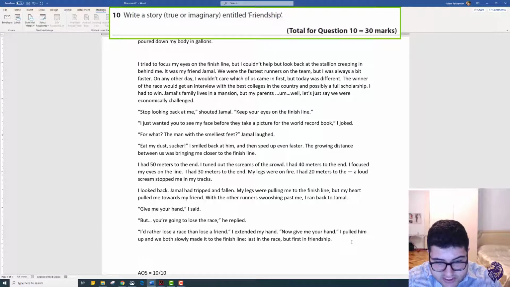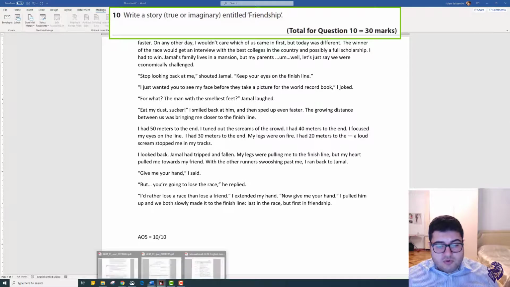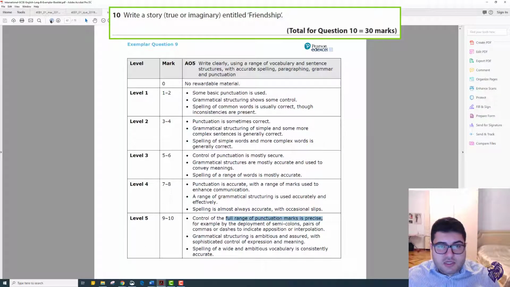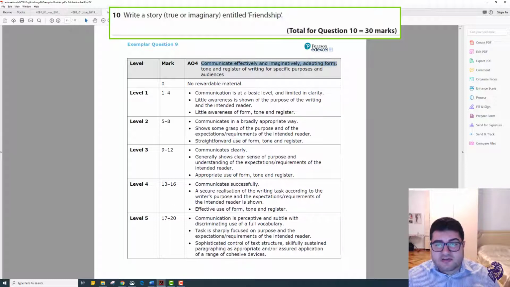And assessment objective 4, which is 20 points. Let's just go to that page. Assessment objective 4, communicate effectively and imaginatively, adapting form, tone, register for specific purpose and audience. So my audience was an educated person, and I think this is fine. There's nothing here that makes it too much for experts and too much for, let's say, children. It's kind of that perfect middle where everybody could understand it. And my purpose was to entertain and possibly to motivate and to inspire people to have stronger friendships and see the importance of friendships. And I think that was very well accomplished.